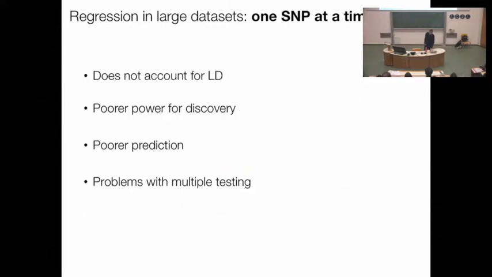And there are clear problems with this. It doesn't account for the LD in the genome. It has poor power for discovery because of the properties of the way in which we do the estimation. It has poor prediction as a result of that, and obviously we have to impose quite a high multiple testing threshold in order to deal with the associations.